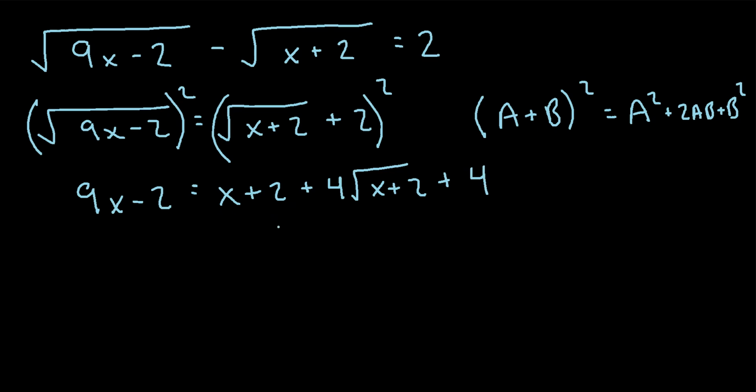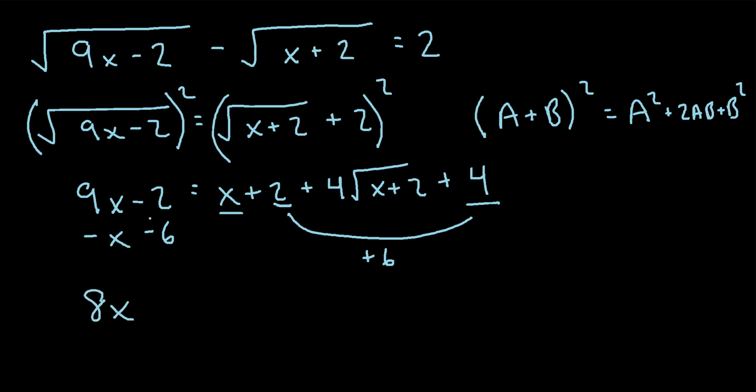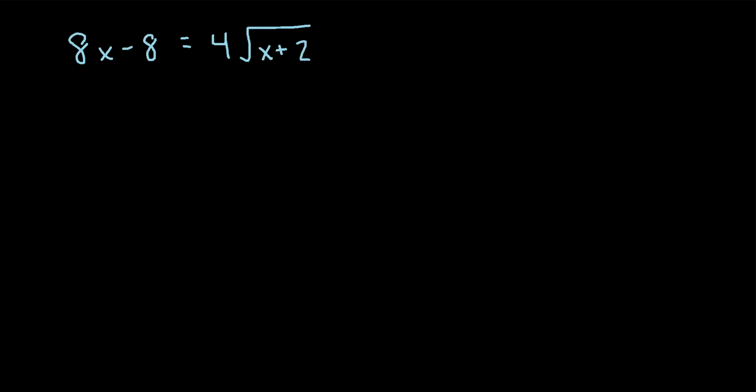Okay, so now let's combine some like terms. So these two terms make a positive 6, and then here we have an x. So let's start by moving both of these terms to the left-hand side. So if we subtract an x, and if we subtract a 6, we're left with 9x minus x is 8x, negative 2 minus 6 is minus 8. And on this right-hand side, notice we're just left with this quantity right here, 4 times the square root of x plus 2. All right, so I'm going to erase a little bit and make a little room.